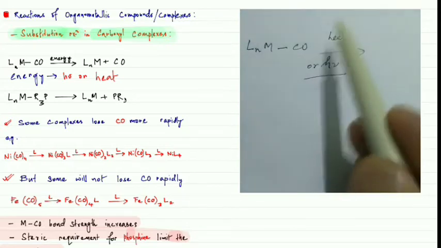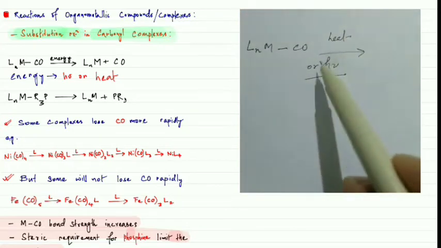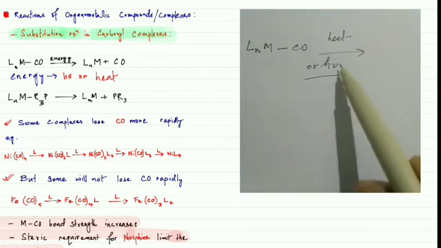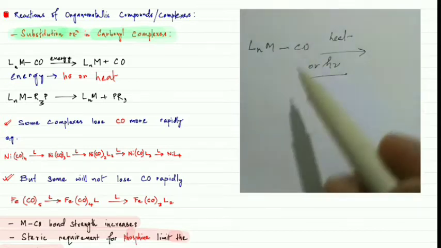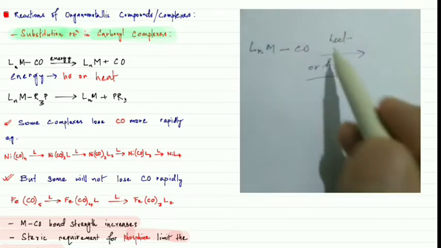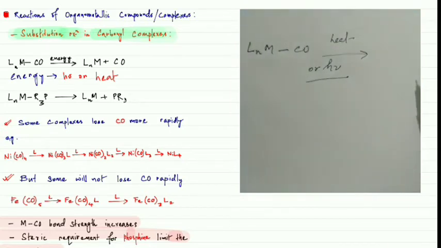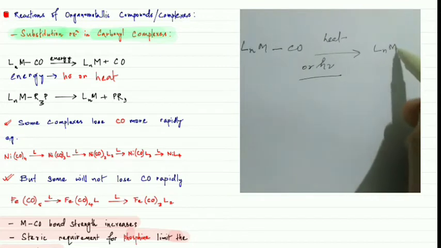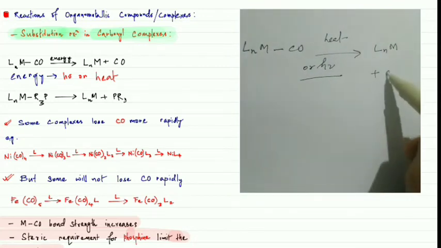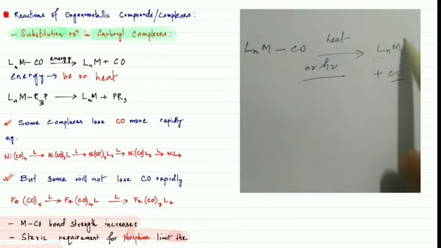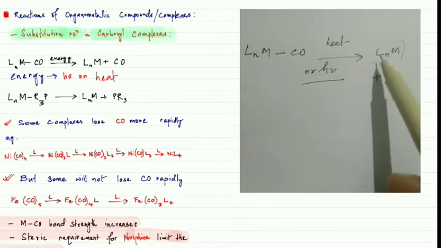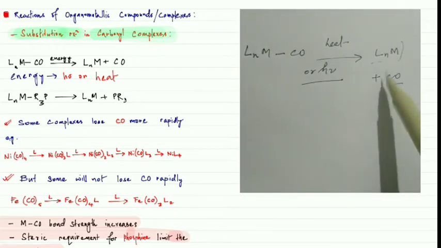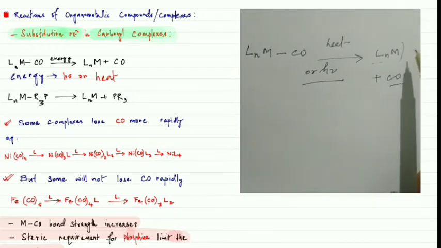Okay, but a sufficient amount of energy. The heat should be sufficient or the radiation should be sufficient. That means the frequency of the radiation must be sufficient such that they can break this bond. Once they applied this sufficient amount of energy, this bond is going to break and it is going to form LnM plus CO. But this is not a final product actually, because you see here LnM, one ligand is missing, so one vacant site will be there.